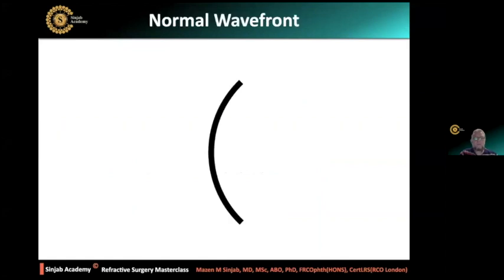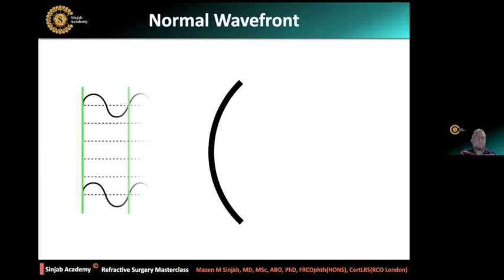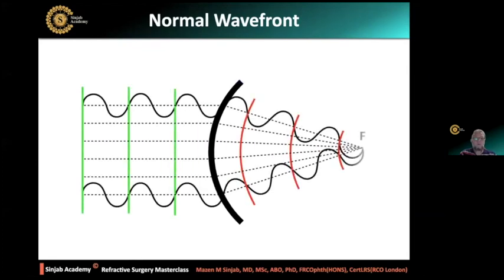Actually, if we have a perfect refractive surface, such as a perfect cornea, then the light coming from infinity will refract, and the wavefronts of these rays will take the shape of the refractive surface, and all will meet in a focal point. This is a perfect refractive surface, which actually does not exist.